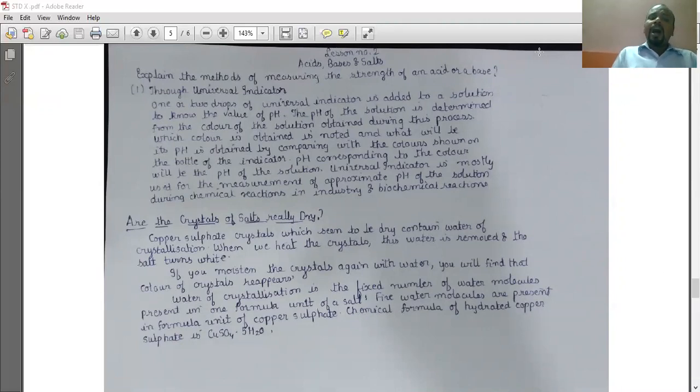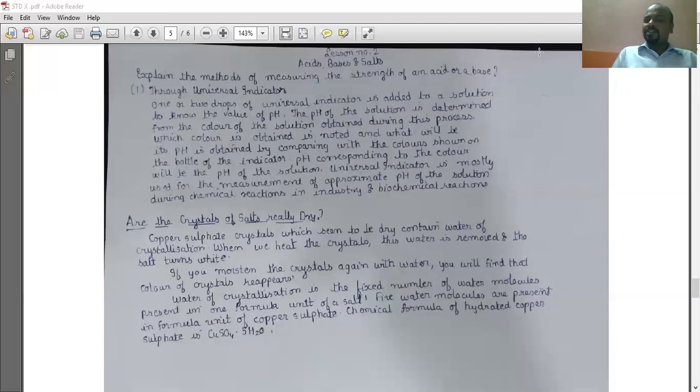Moving on further, are the crystals of salts really dry? So copper sulfate crystals, which seem to be dry, contain water of crystallization. When we heat the crystals, this water is removed and the salt turns white. If you moisten the crystals again with water, you will find that the color of the crystals reappears.